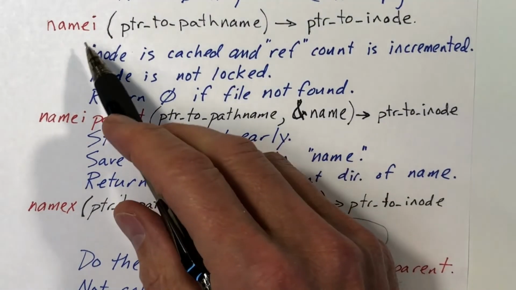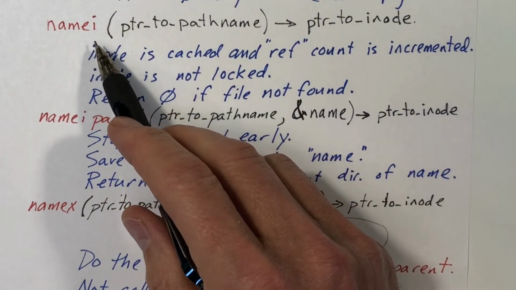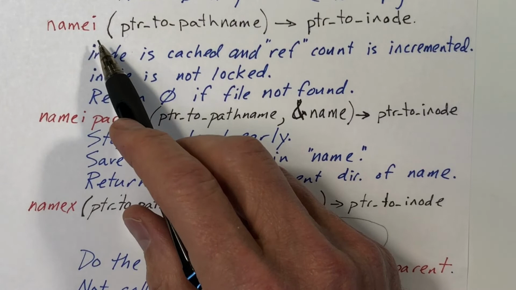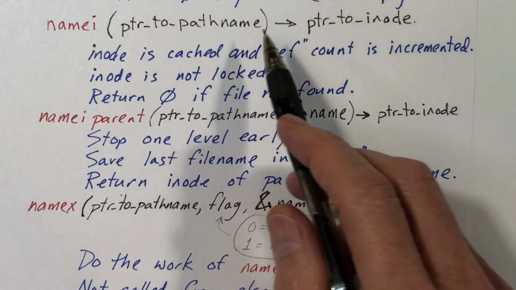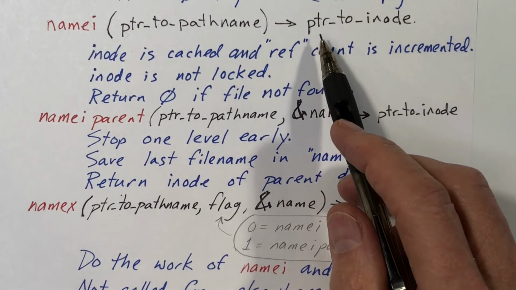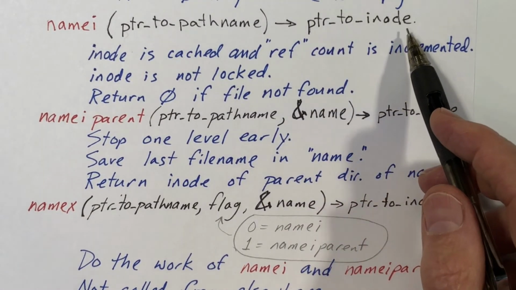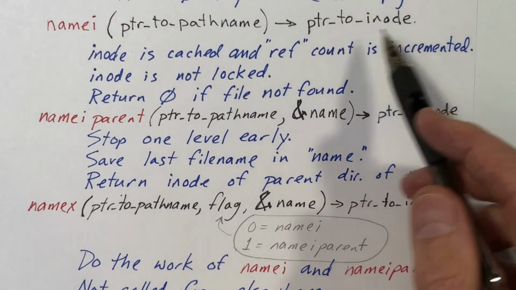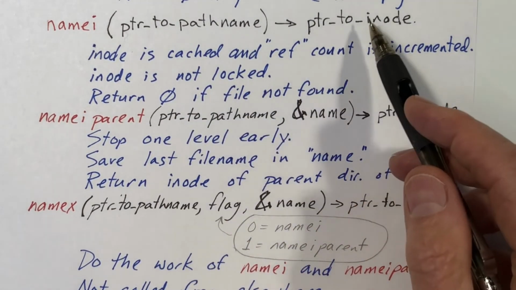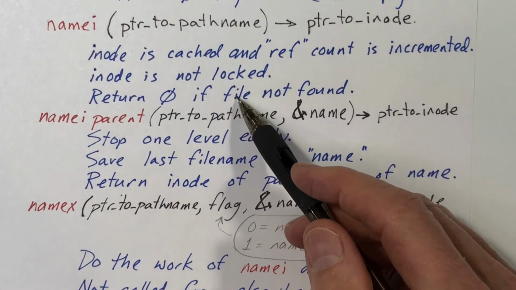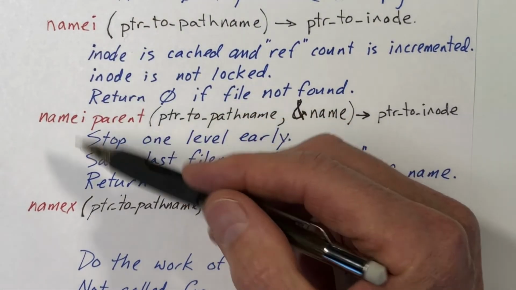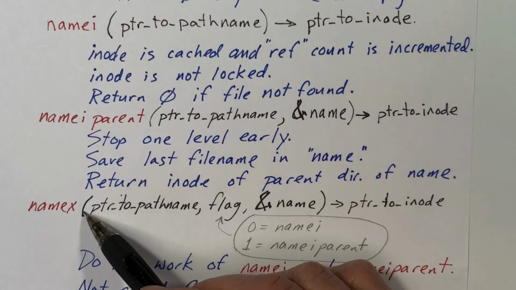Next, I want to look at the nameI function. This is sort of the culmination of all the functions we've been looking at. NameI is passed a pointer to a path, and it locates that file on disk and returns a pointer to the inode for that file. And if there's any problem, such as the file is not found or the path name is no good, then it returns null. The actual work is done by this nameX function.